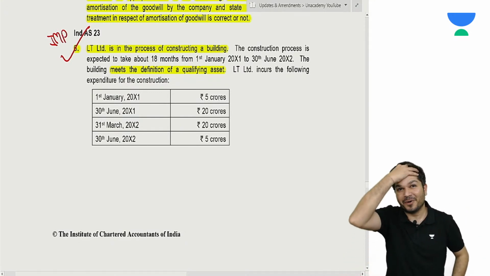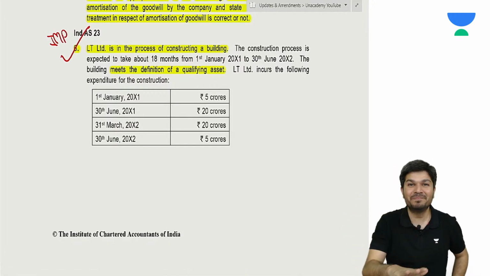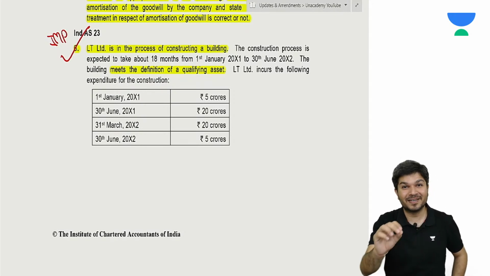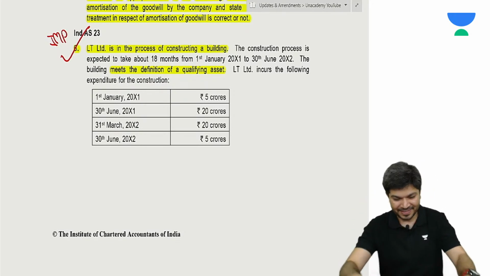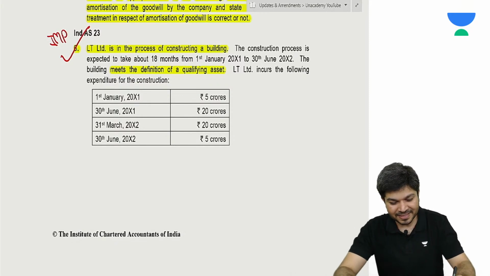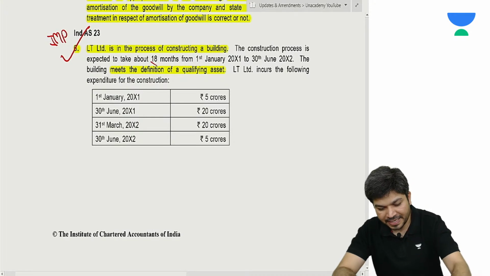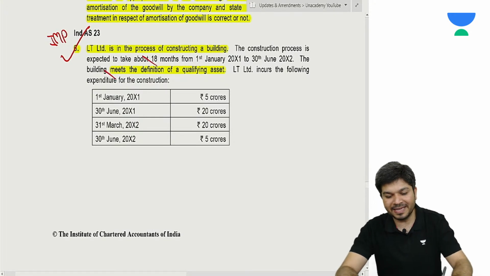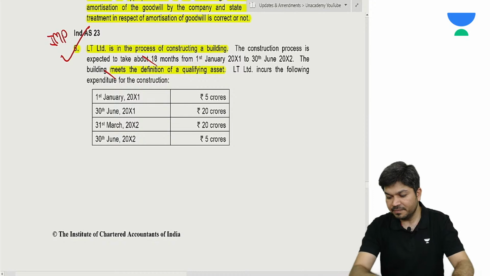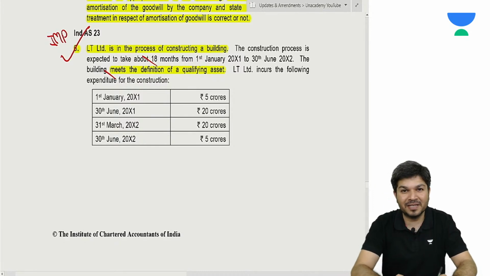Sixth question is important. It looks simple, but frankly, question 6 is not simple. लगता है बहुत simple question है, but seriously, it is requiring a good amount of brains. Okay, LT Limited is in process of constructing a building. It will take some 18 months and it meets the qualifying asset criteria. Okay, if it meets the qualifying asset criteria, so can I say borrowing cost can be capitalized?